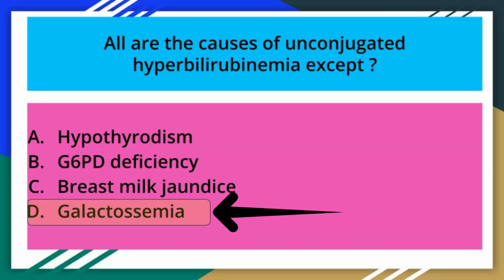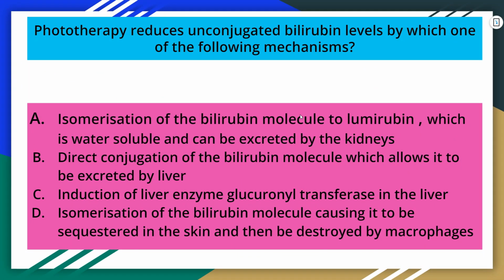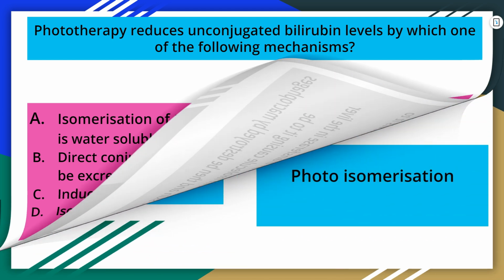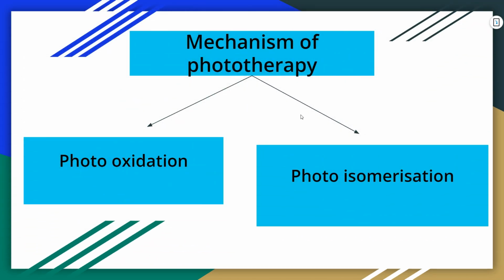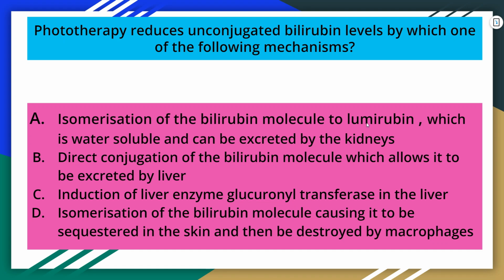Next question is, phototherapy reduces unconjugated bilirubin level by which one of the following mechanisms? A, isomerization of bilirubin molecule to lumirubin, which is water soluble and can be excreted by the kidney. B, direct conjugation of the bilirubin molecule, which allows it to be excreted by liver. C, induction of liver enzyme. Or D, isomerization of bilirubin molecule causing it to be sequestered in the skin and then be destroyed by macrophages. So phototherapy works by two mechanisms, photooxidation and photoisomerization. In photoisomerization, the molecule is broken down to lumirubin, which is water soluble and then excreted by the kidney. So the correct answer to this question is option A.